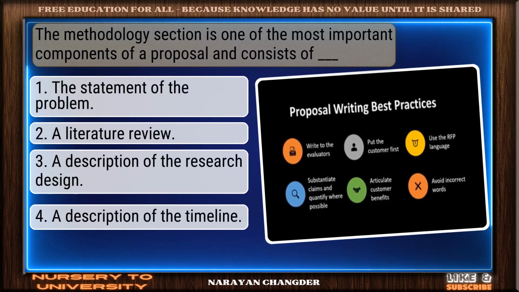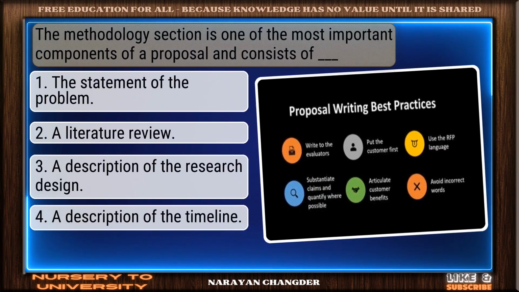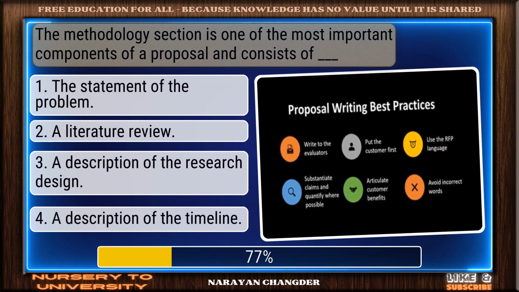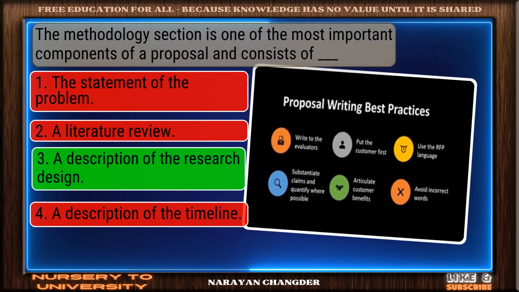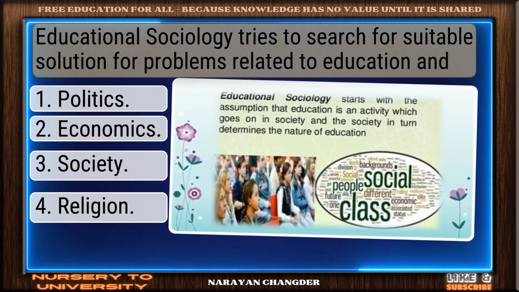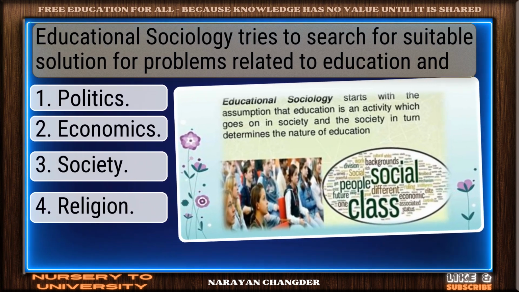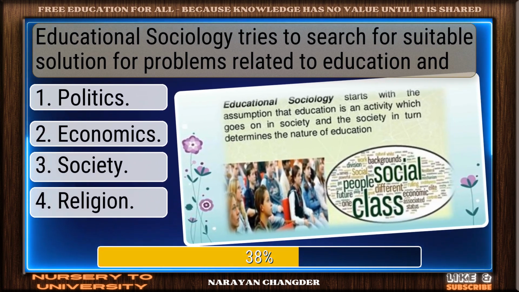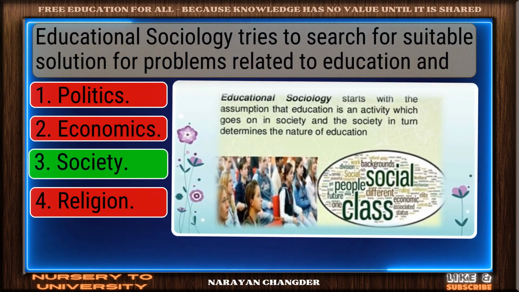The methodology section is one of the most important components of a proposal and consists of a description of the research design. Valid point. A description of the research design is true. Educational sociology tries to search for suitable solutions for problems related to education and society. Nicely done. Society is a solid answer.